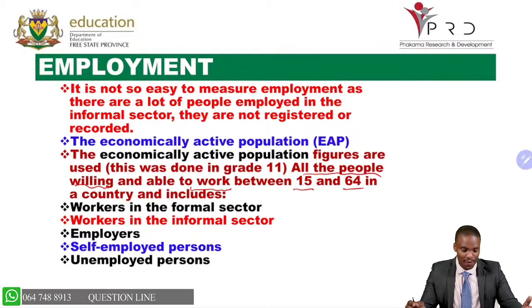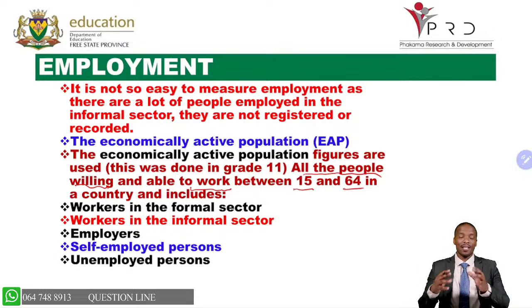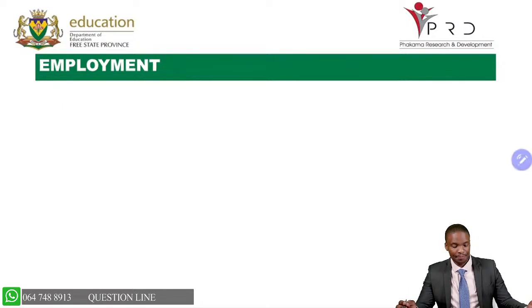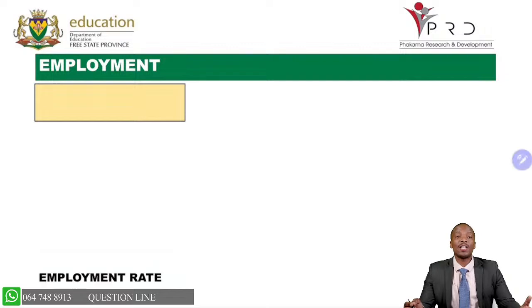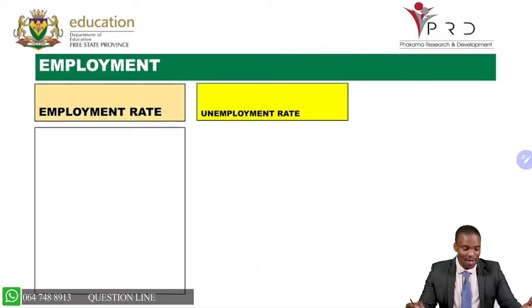Okay, so in short, remember that when you talk about employment or the employment rate, it is the rate that is calculated under the economically active population. But employment itself is those people that are willing and able to work. Then there are two indicators that we look at under employment. The first one is the employment rate itself, and the other one is the unemployment rate.